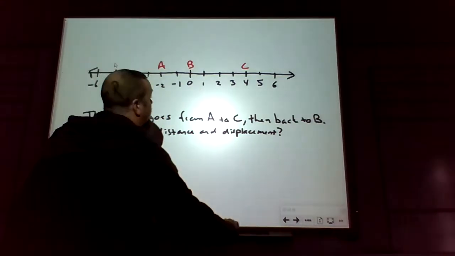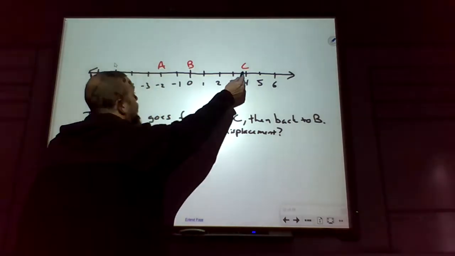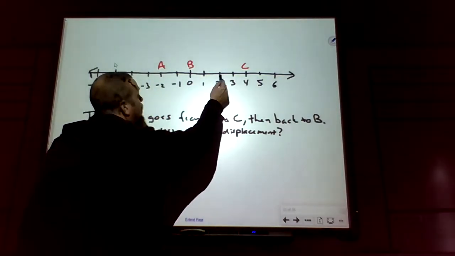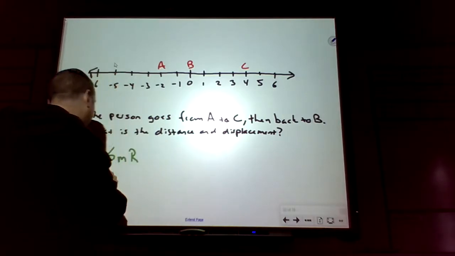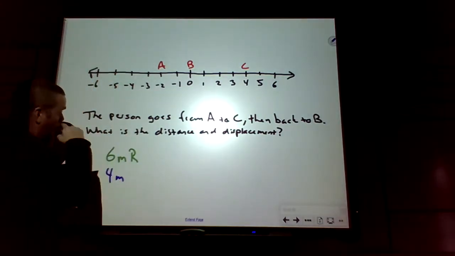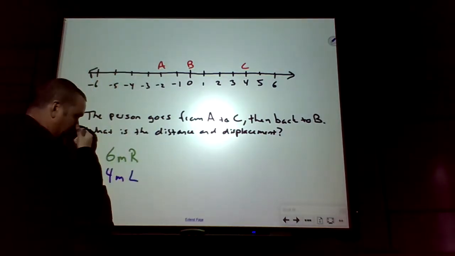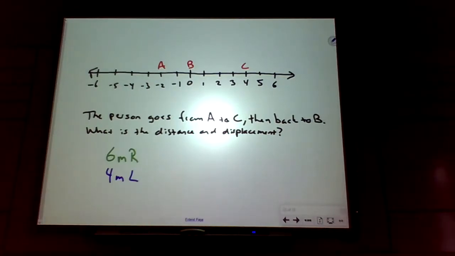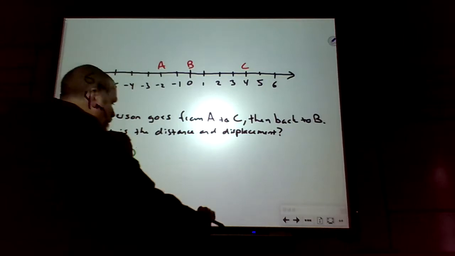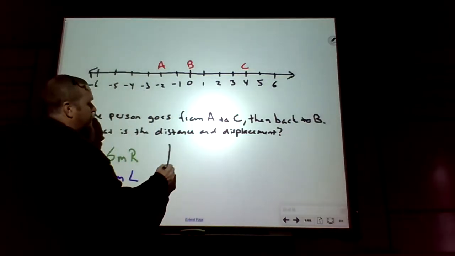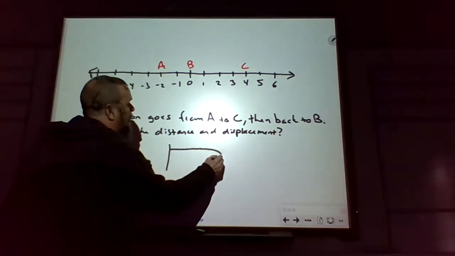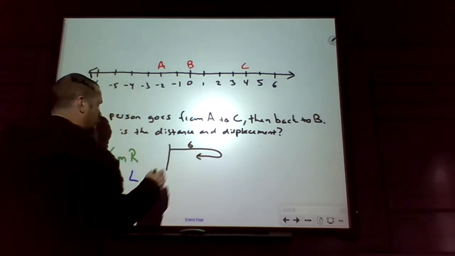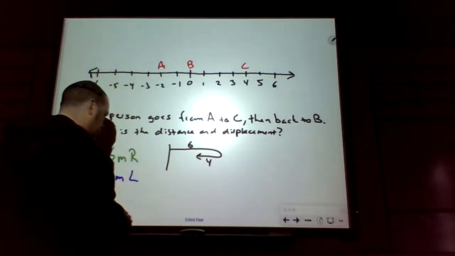And then it says the person goes back to B. So it goes from C back to B again. That is 1, 2, 3, 4. And this time that would be motion to the left. Now once we've done that, it's exactly the same as what the very first one was. So the person starts here and then turns back. This part is 6, this part is 4.